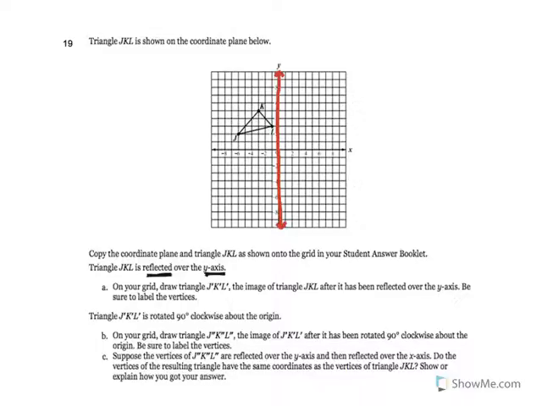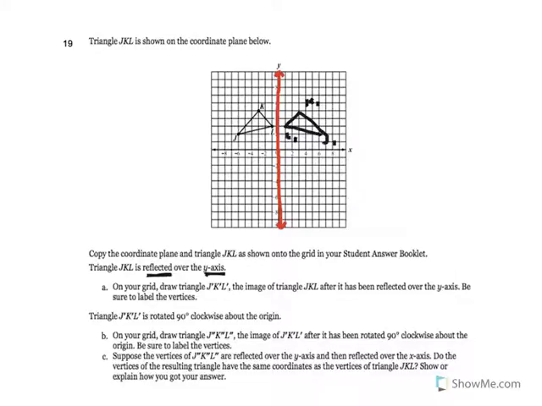Remember, there's two ways we can do it. We can either count, in which case we start at L, we count 1 unit over to the y-axis, and then we replicate that distance on the other side, and we find L prime. We do the same thing for J. Count 1, 2, 3, 4, 5, 6 units to the y-axis, 1, 2, 3, 4, 5, 6 units over. This becomes J prime. Or K, we do 1, 2, 3 units over to the y-axis, 1, 2, 3 units over, K prime is here. We connect our points.